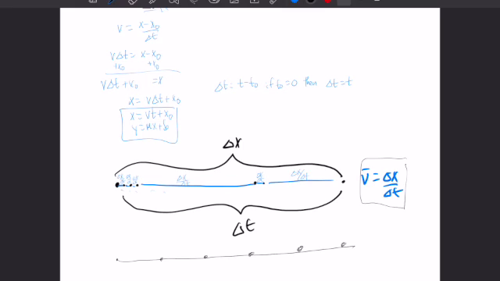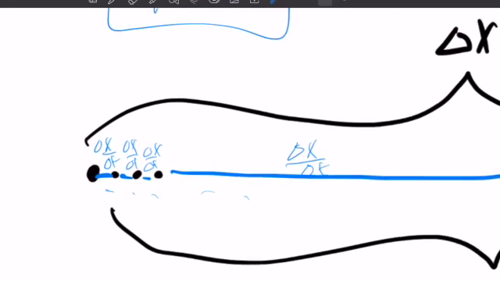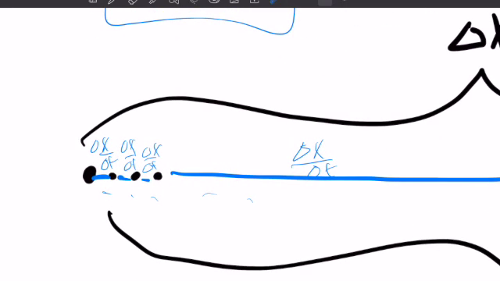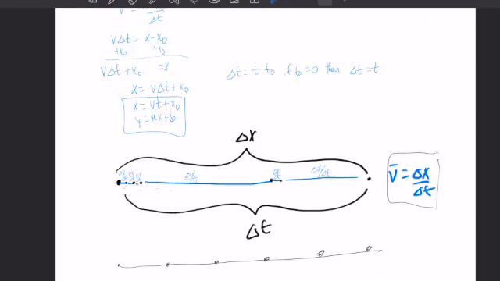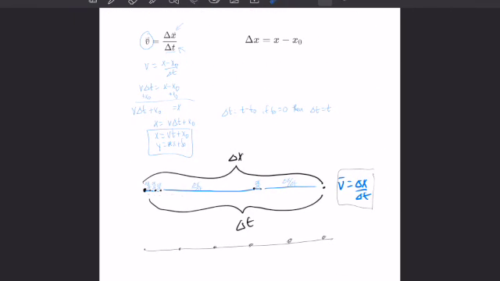We can apply it to a larger journey, or we can apply it to little intervals of time. But remember, when we do delta x over delta t, there is some interval of time and we're calculating the average velocity over that interval. And that's going to serve us well when we move into our next topic where the velocity will be changing.